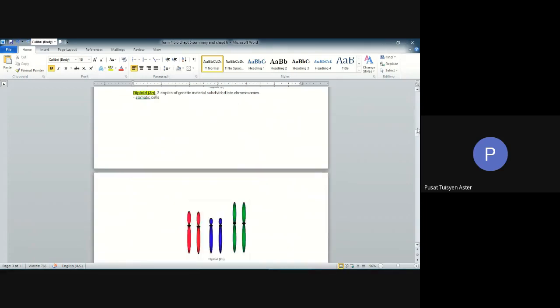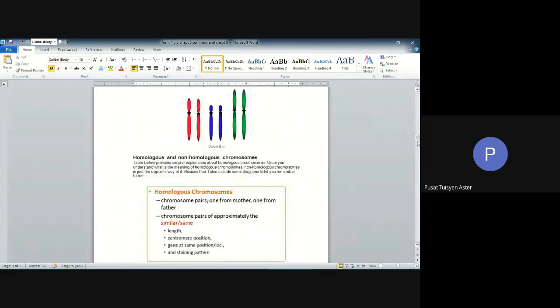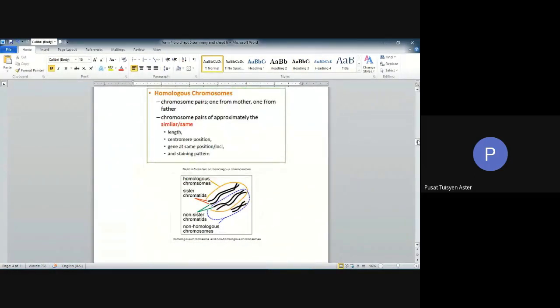So this is homologous and non-homologous chromosomes. As you can see here, diploid has 2N, okay? The table below provides a similar explanation about homologous chromosomes. Once you understand the meaning of homologous chromosome, non-homologous chromosome is just the opposite. Besides that, I also include some diagrams to let you remember better. These are the diagrams I put for you guys.